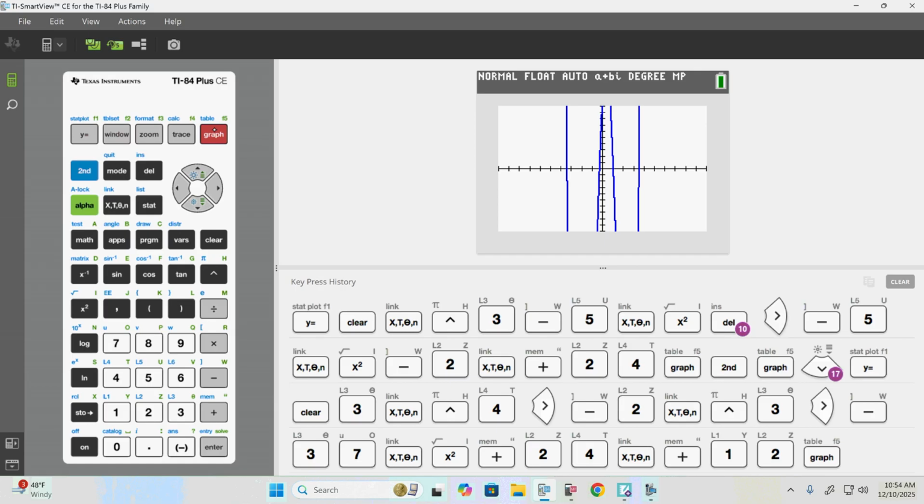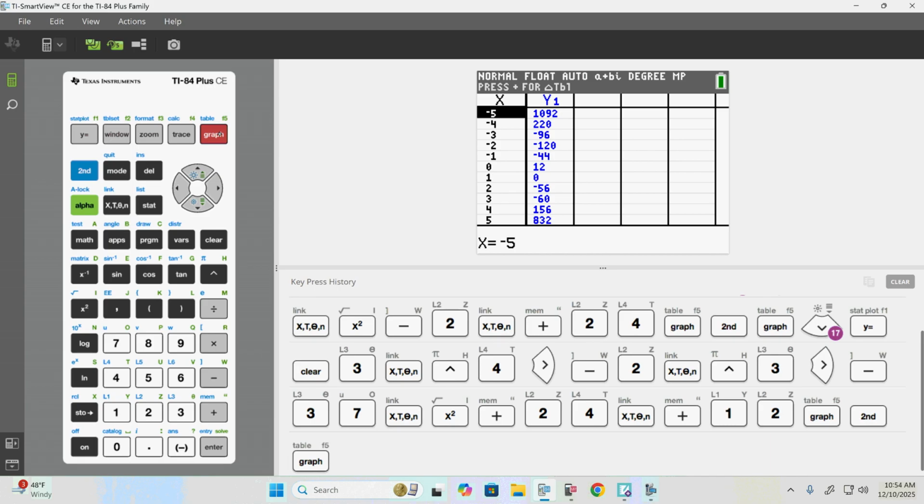Now we do see that it crosses the x-axis 4 times. So there are 4 solutions. There's 4 values of x that will make this function be 0. And if we look at the table, it only really gives us 1. Incidentally, it is 1, because when x is 1, the y value is 0.